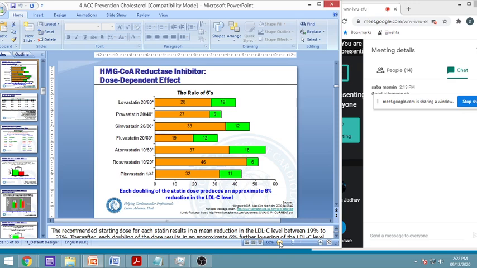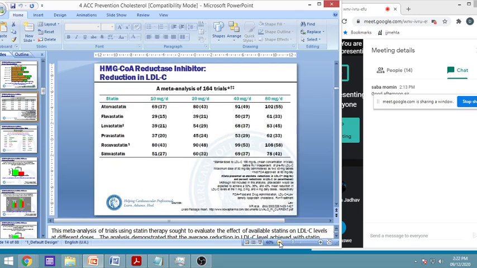That means increase in dose causes approximately 6% reduction. So suppose 10 is causing 10% reduction, then again in 10 there will be 6% reduction when it will be 20. Okay, so this is how these are working.